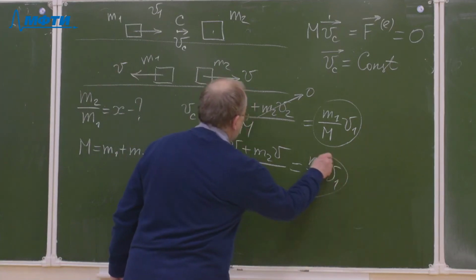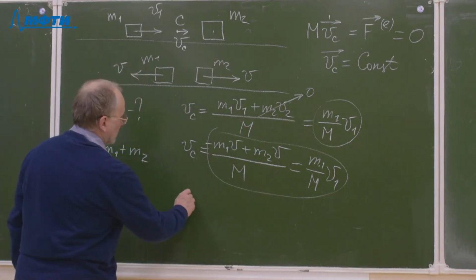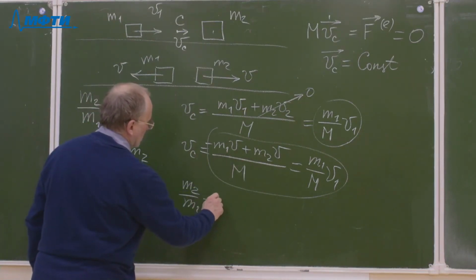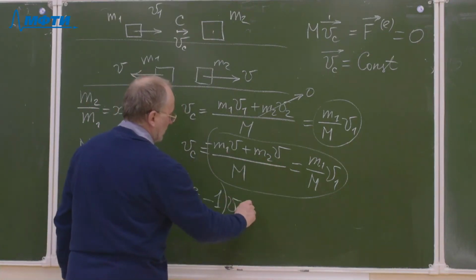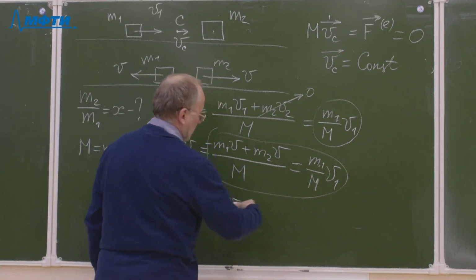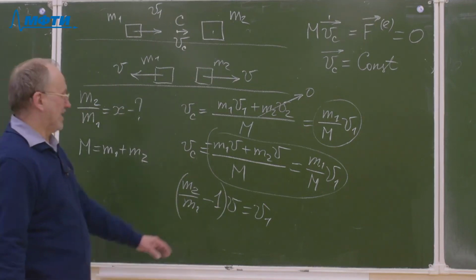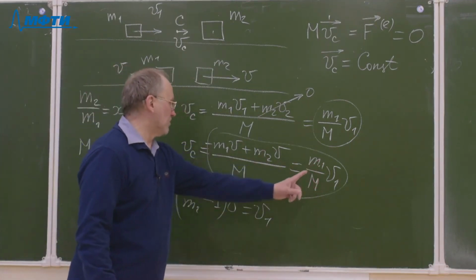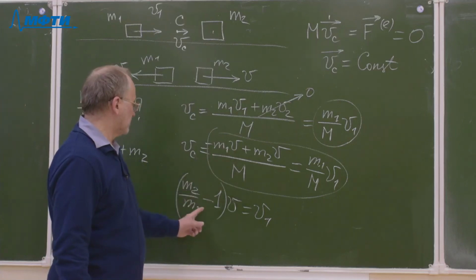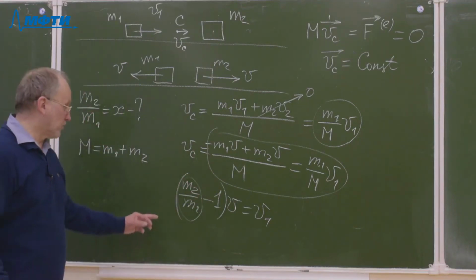In this equation, we can cancel capital M, and we can divide this equation by M1, and we will obtain M2 divided by M1 minus 1, times velocity V, equal to, I divided everything by M1 and multiplied by capital M, so here we will have just V1. I cancel capital M and divide the whole equation by M1, so it disappears here and here. We will have minus 1. Yes, it's correct.